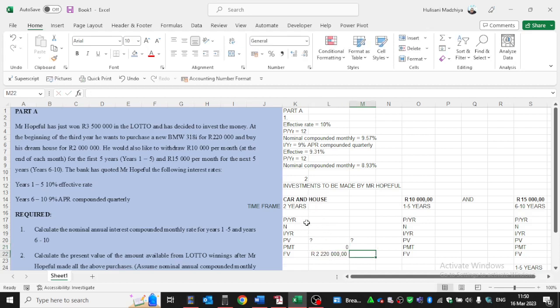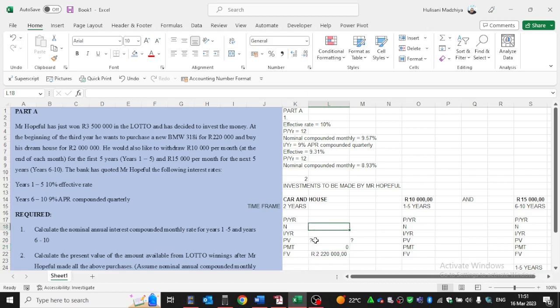So we're going to treat this as a lump sum investment, because this is the one where he does not get to withdraw or contribute anything towards this on a period of 1 to 2 years. He's only going to invest, and at the end of 2 years, which is the beginning of the third year, that amount, 2,220,000, is what he is going to use to buy the house and the car, and therefore no PMT will be there.